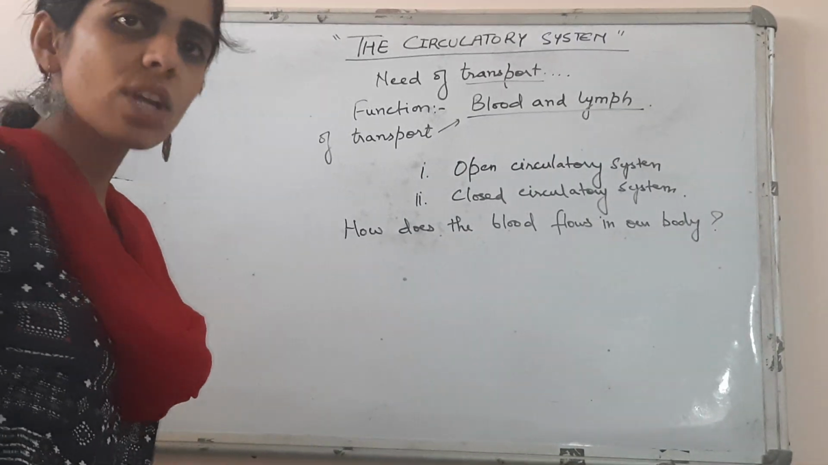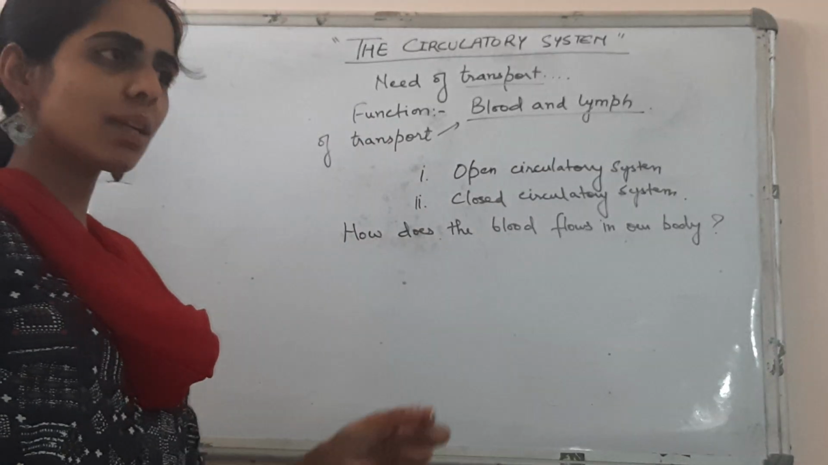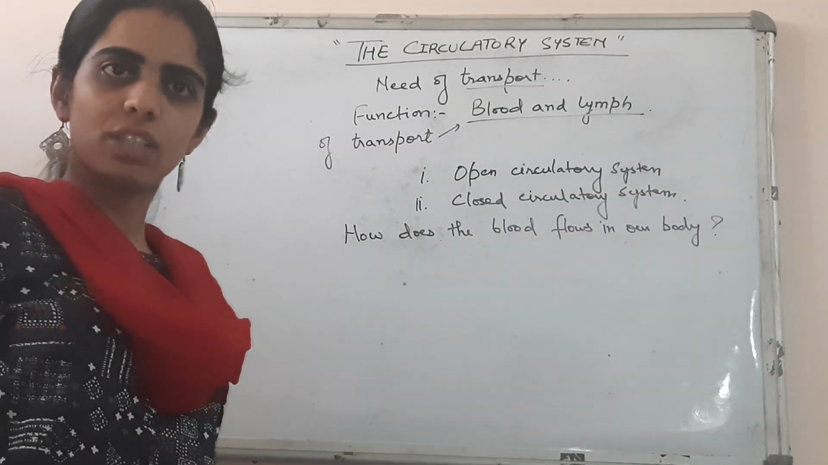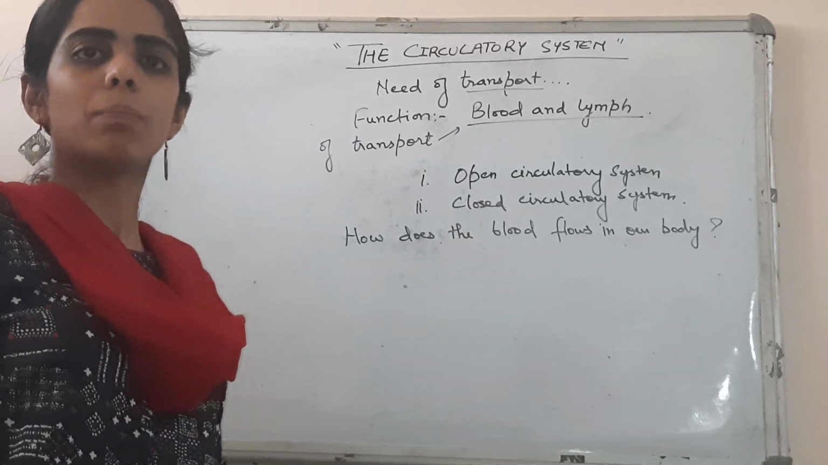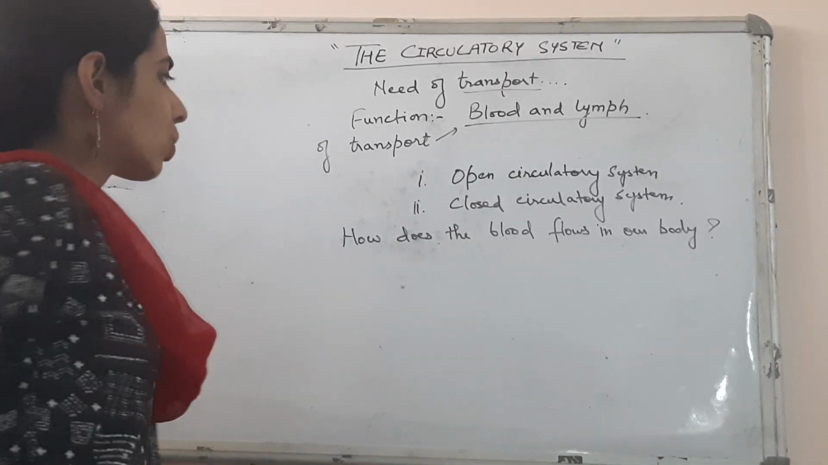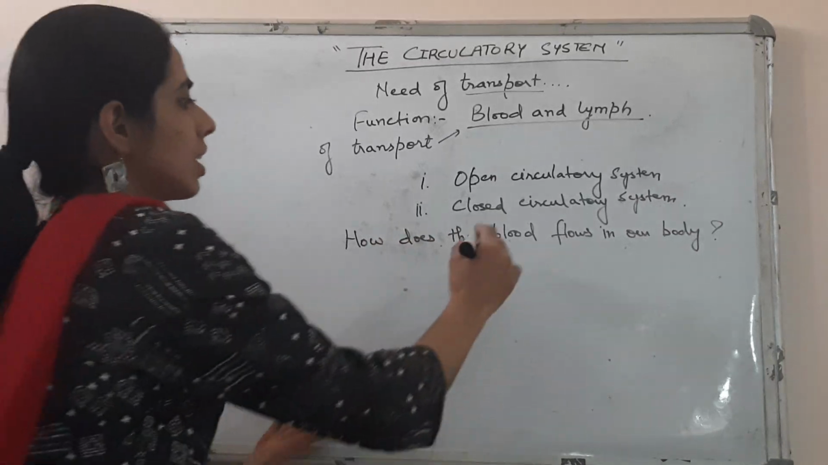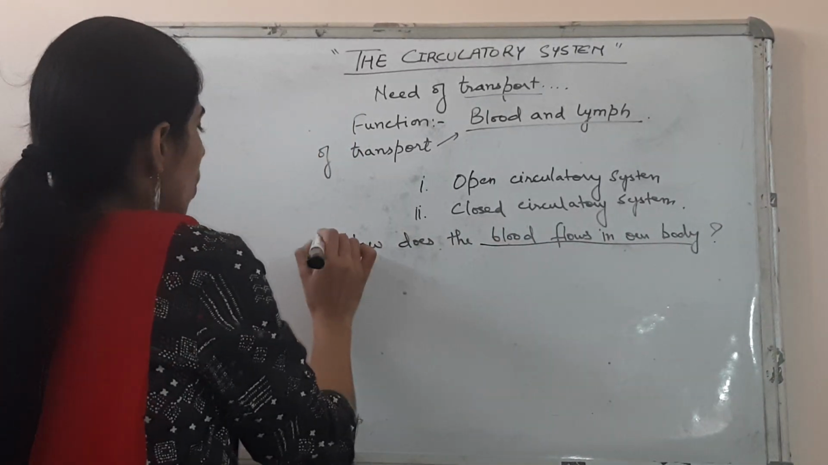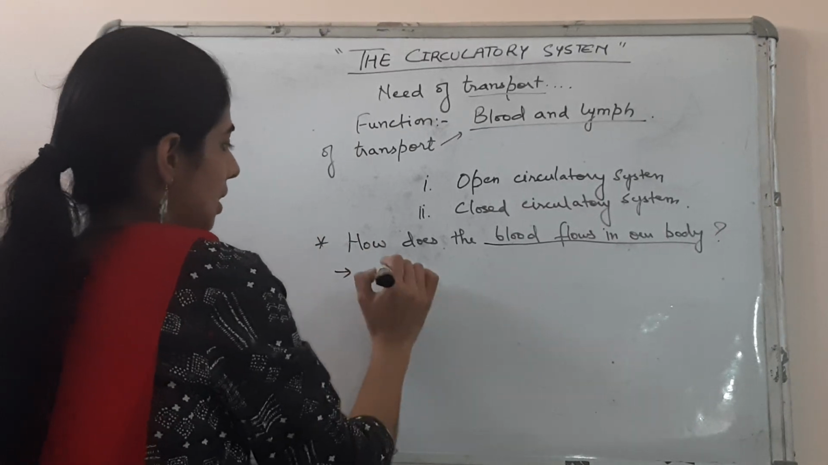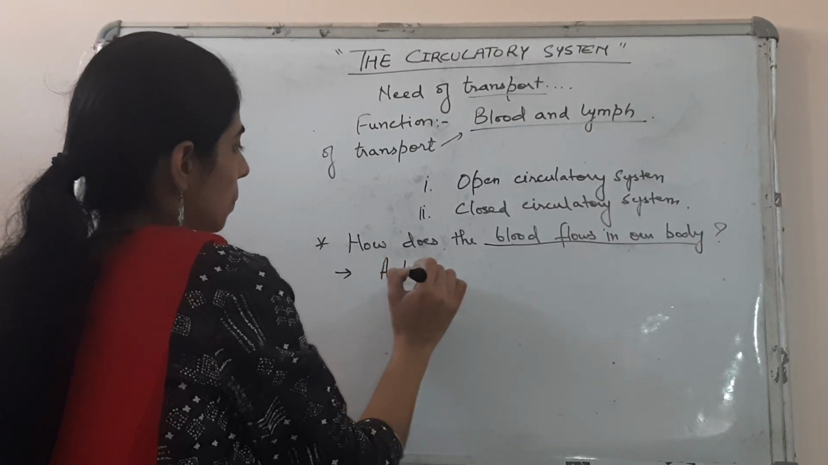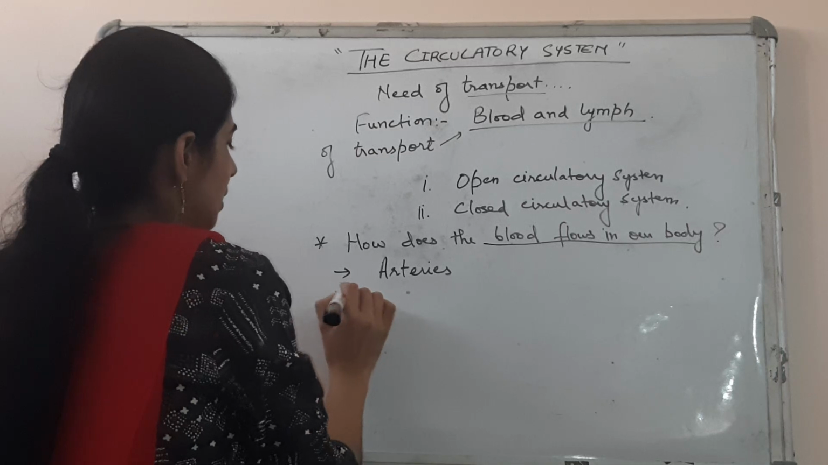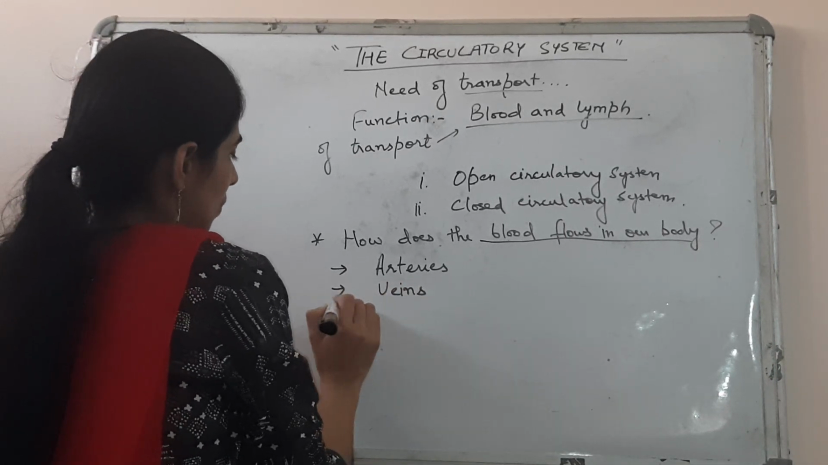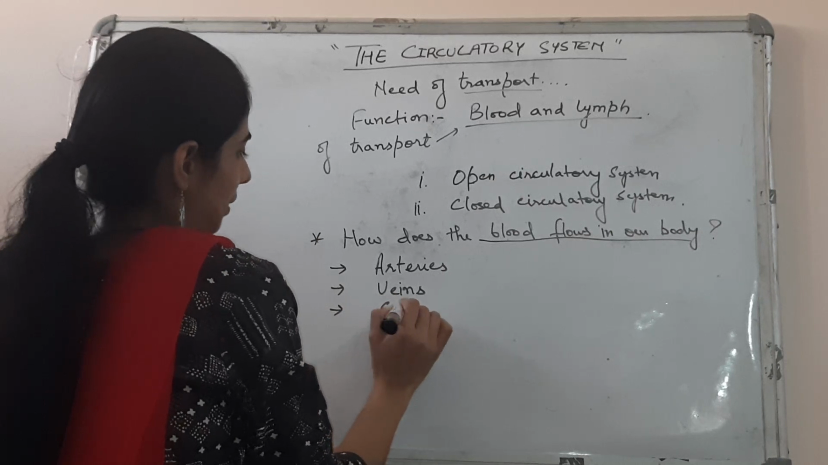We have certain channels, or you can say certain pipes, sort of certain blood vessels. To be more particular, we have blood vessels in our body through which the blood is flowing. So what are these channels? These are arteries, veins, and capillaries.